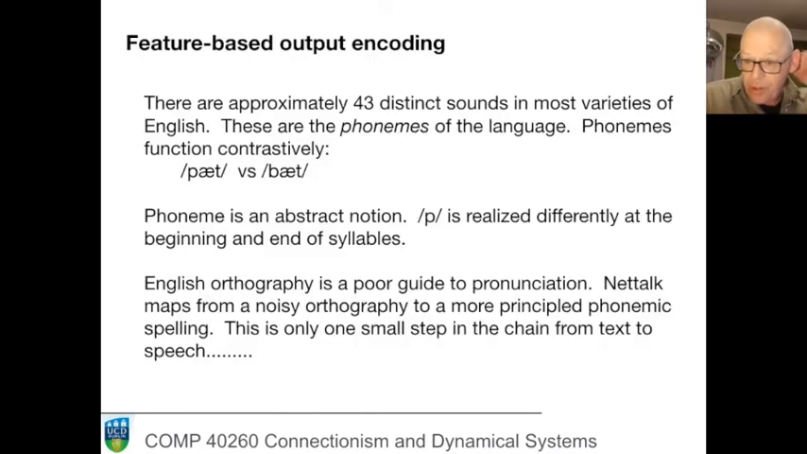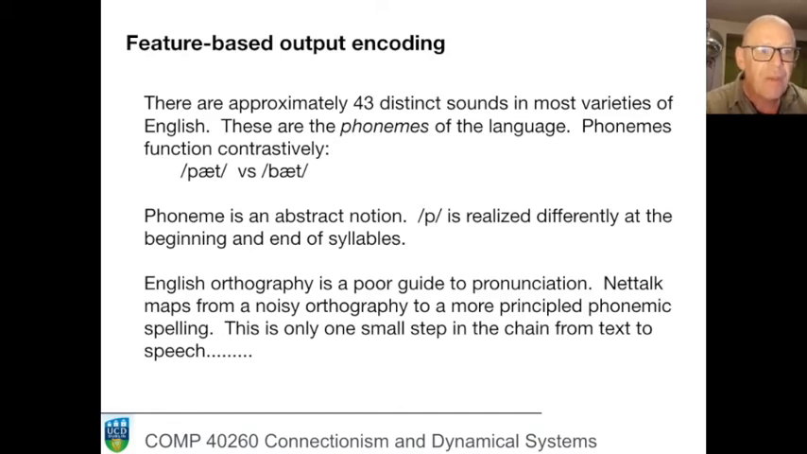The way to do this is to make use of our knowledge of the domain, our knowledge of English phonology, or the sounds which are contrastive in English. In most varieties of English, there are about 43 contrasting sounds, some varieties slightly more, some less. And this is a mid-size inventory among human languages. Some languages have quite a few fewer, some have vastly more, but 43 is not atypical among the languages of the world.